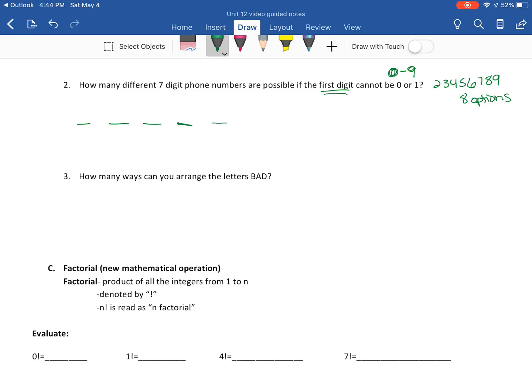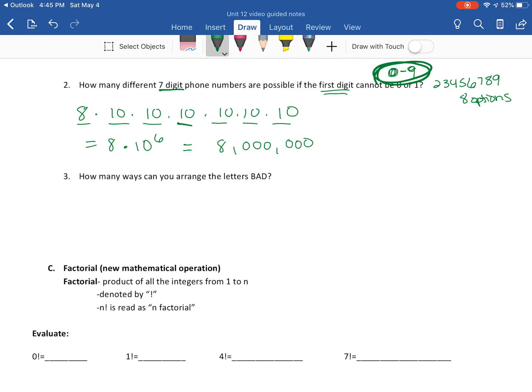We have 7 different numbers, right, because it's a 7-digit phone number. We decided we have 8 options for the first number. And then for the other 6, well, the other 6 could be any number from 0 to 9. So we have 10 options for those. So based on our fundamental counting principle, we're just going to multiply all of our options together. So we have 8 times 10 times 10 times 10 times 10 times 10. Well, we could write this as 8 times 10 to the 6th power, which is 8 million different phone numbers.